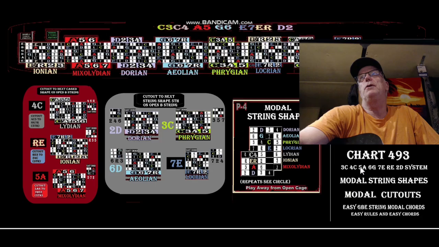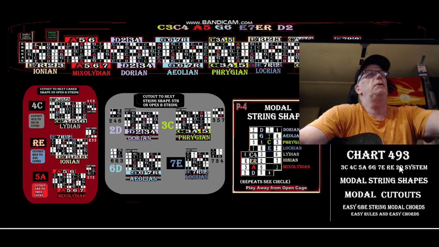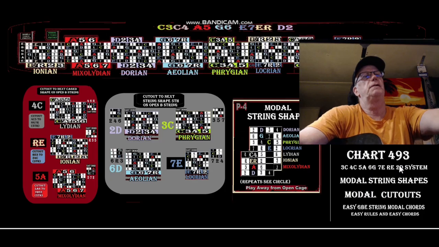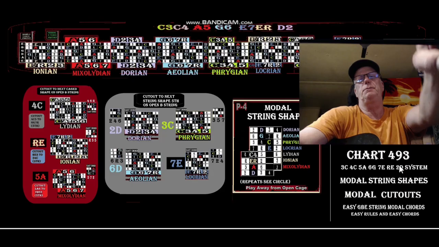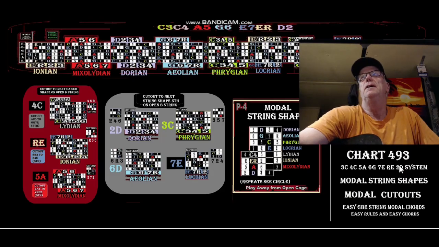So here we have 1, 2, 3, 4, 5, 6, 7. So you know there's 7 modes. And then 8 would be started again. Modal string shapes, modal cutouts, easy GBE strings, modals, chords, easy rules, and easy chords.